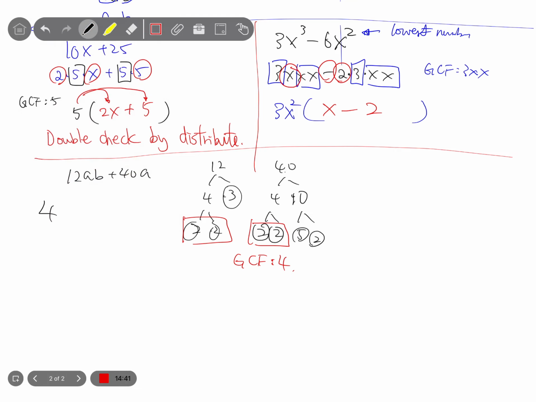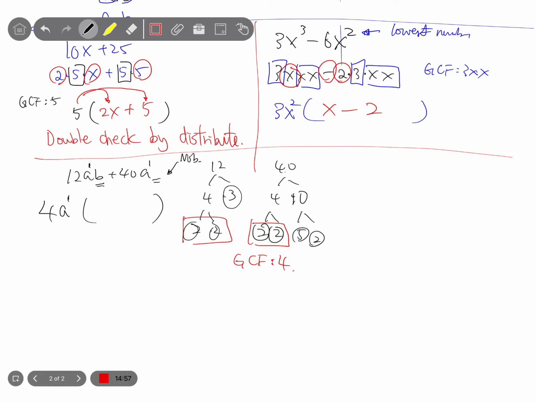So I know I have 4 in the front. Now look at the letters. They each have an a to the first power, which is good. Now the first term has b, the second one has no b, which means I cannot take any b out.